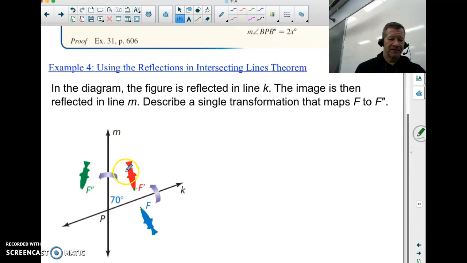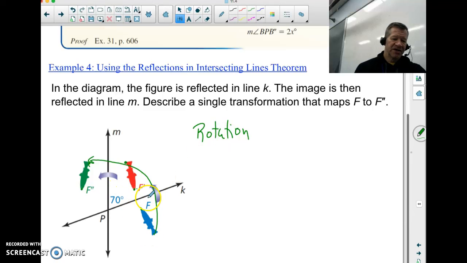Now if I take the image, which is this red fish, and flip it over line M now, notice the tail flips to there, the mouth flips to there, so now we get F double prime. Well, that would have been the same as rotating this fish all the way from there to there. So describe a single transformation that maps F to F double prime. Well, it was a rotation, but how far did we rotate it?